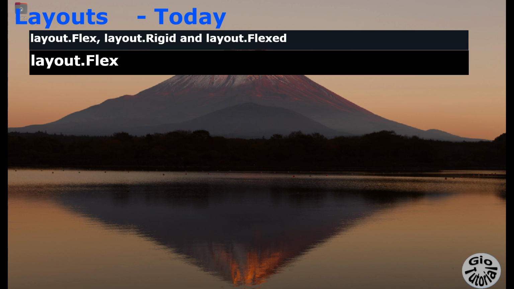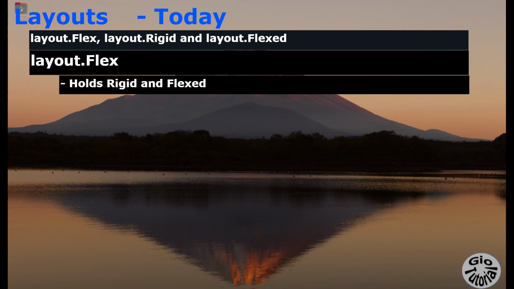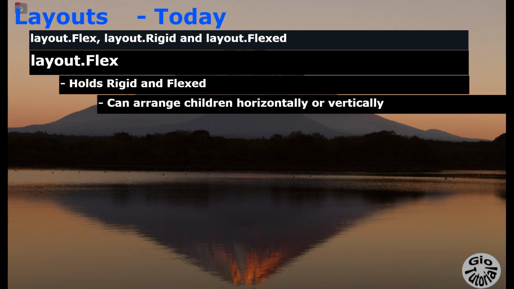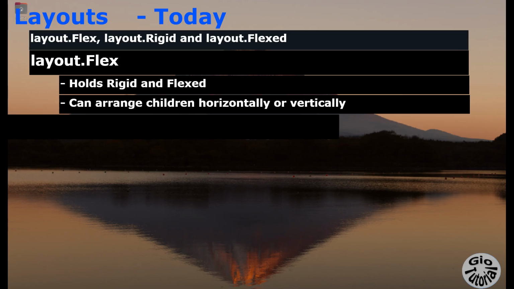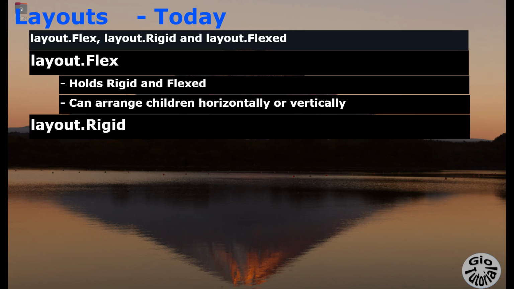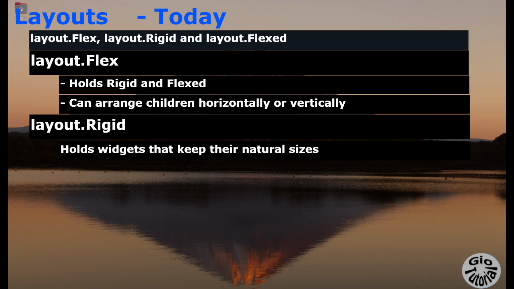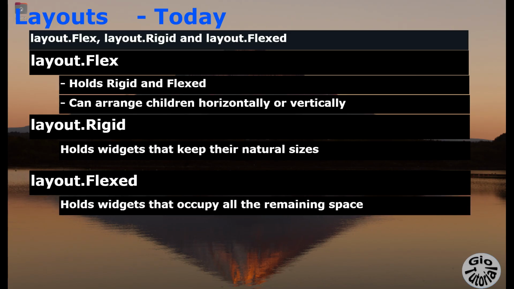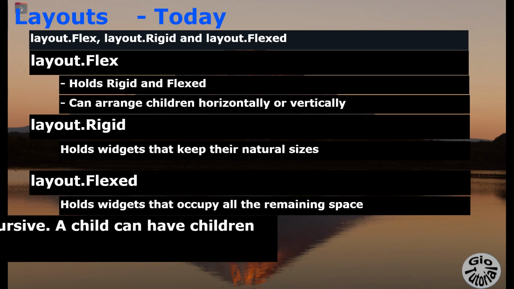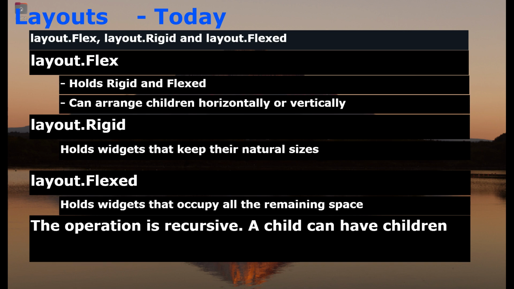Layout.Flex, we can see it as a container to hold children like Rigid and Flexed. Layout.Flex has a possibility to arrange children horizontally or vertically. Layout.Rigid is a placeholder to hold widgets that keep their natural sizes. Layout.Flexed is also a placeholder for widgets that occupy the remaining space in Flex. A child can itself hold children. This is a powerful concept that allows to design elaborate interfaces, and you will see it when we start coding.